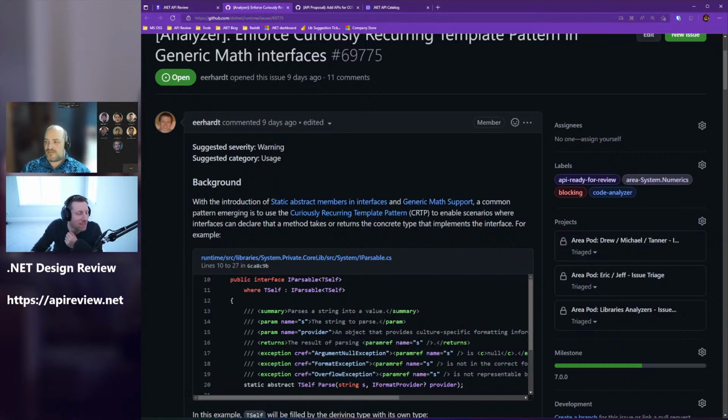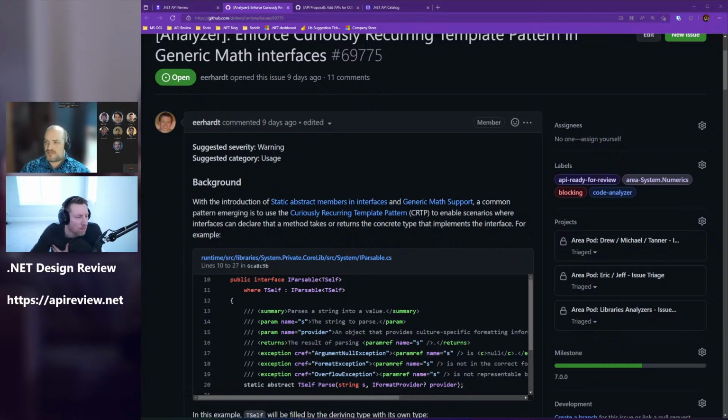That's fine with me. So generic math interfaces have the curiously recurring template pattern, which is that they have a generic parameter that is constrained to implement the interface with the same generic parameter. So IParsable, for example, is where TSelf is IParsable of TSelf. If we were in an ideal world, the language would be shipping proper self-types at the same time, and these would actually be proper self-types. However, we are not in a perfect world, and that was out of scope for C# 11.